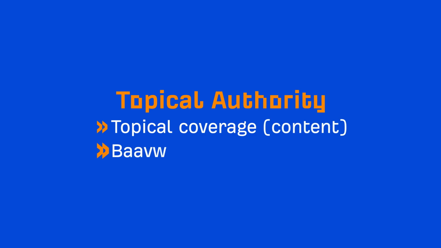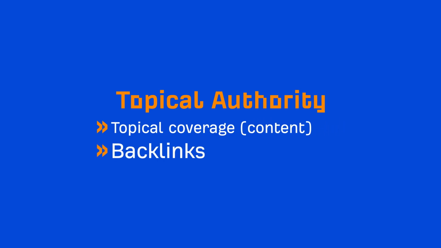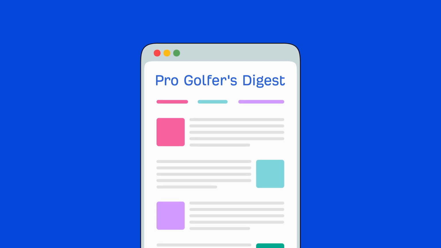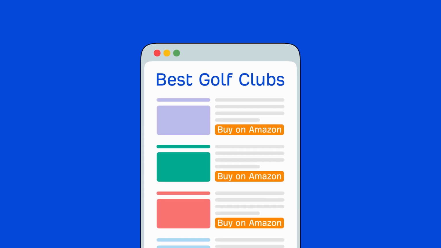Now, the two parts that make up so-called topical authority are topical coverage, meaning content, and backlinks. We'll talk about the latter a bit later because I want to illustrate the importance of topical coverage. Let's say you have a site in the golf niche. If you publish a post on the best golf clubs, no one's going to think, oh yeah, they're the authority in golf or golf clubs or golf equipment.